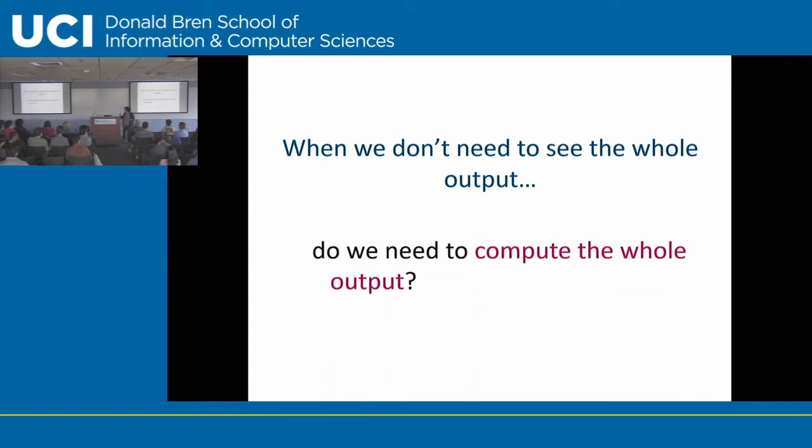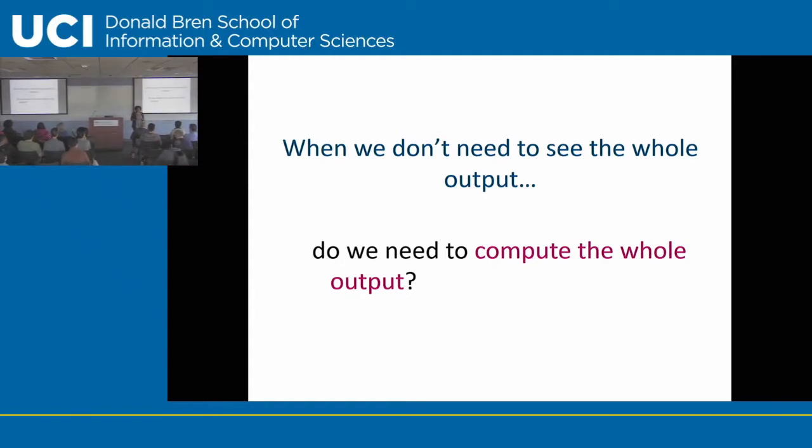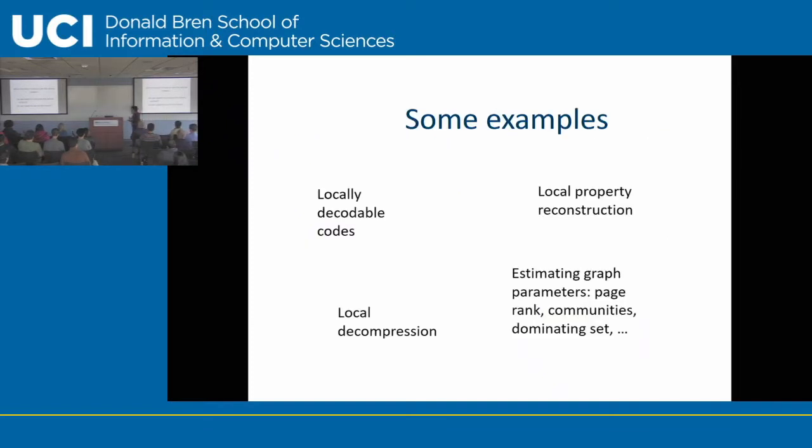Or maybe, I'll give a bunch of other examples in a minute, but when you don't need to see the whole output, do you actually need to compute the whole output? Maybe it's possible just to compute your piece of the output without computing the whole thing. And furthermore, if you don't need to compute the whole output, do you actually need to look at the whole input, because it's huge and it doesn't fit in your computer necessarily. Okay. So that's what we're interested in: we'd like to figure out when you can just compute your piece of the output much faster and not even look at all the input and get some kind of reasonable solution.